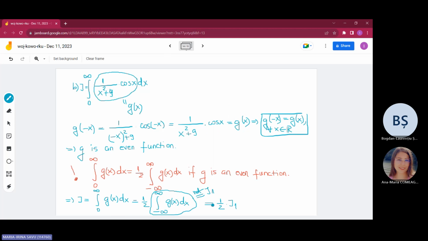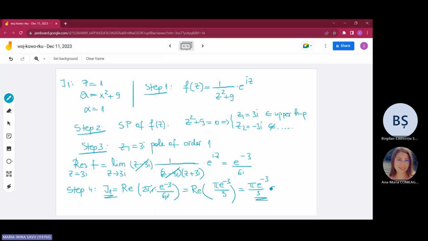Okay, so this one, but now we have to get I. I is 1/2 of I1. Okay, so I is 1/2, which is pi e to the minus 3 over 6, and this is it.